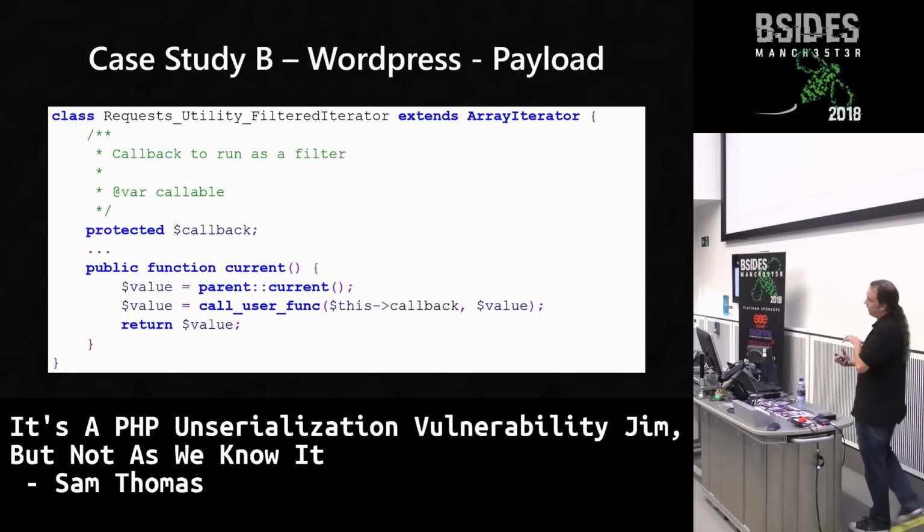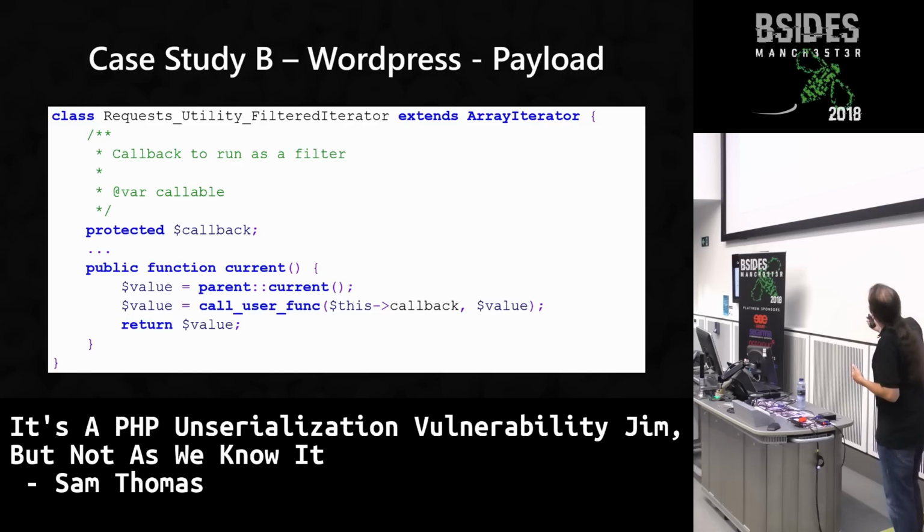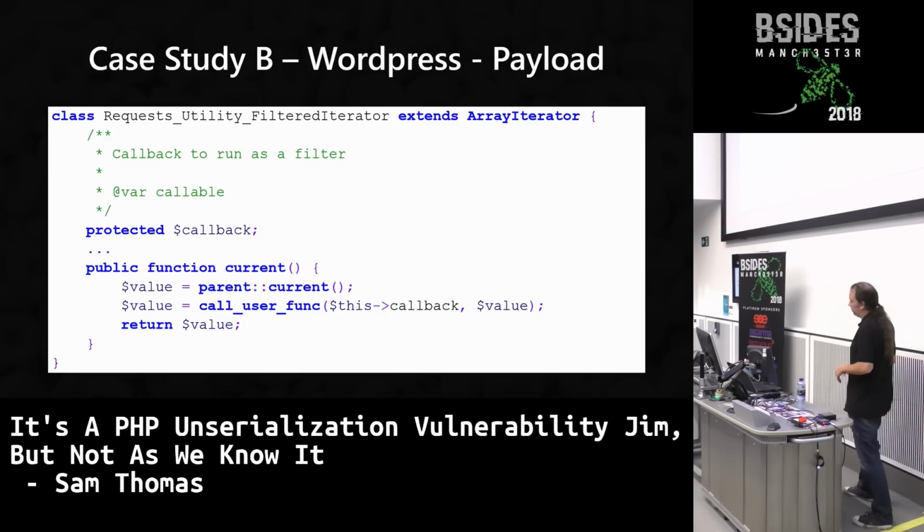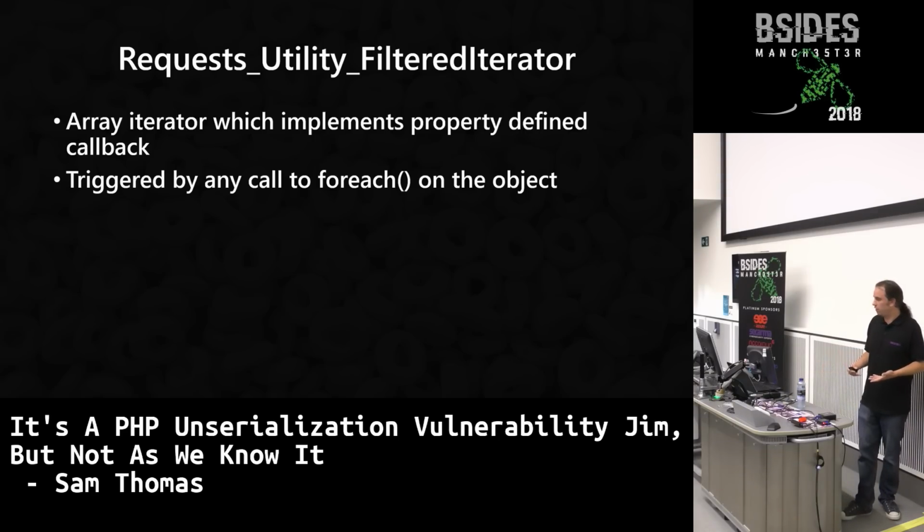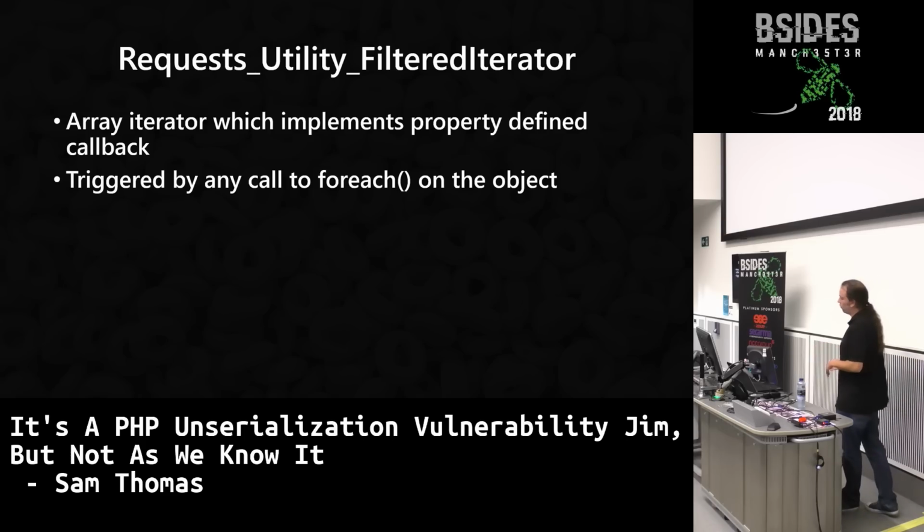So this essentially backs an array, and when you iterate through an array, this is the code that gets executed. And this uses a property defined callback. So if we control the object, we control this callback, and we can call any function we want with any argument we want. Now, this is obviously only triggered by iterating through the array, so we need to find something else to iterate through the array. I looked around, both the classes that are already loaded in WordPress and a few system classes, and couldn't find anything to do this.